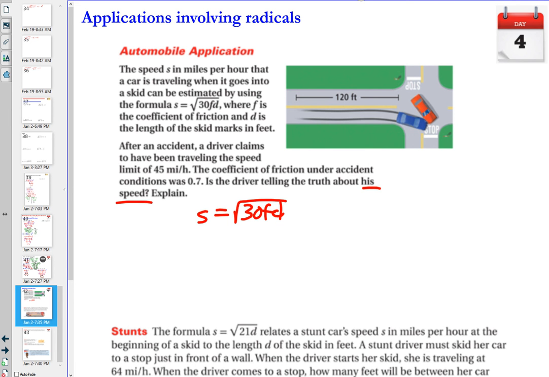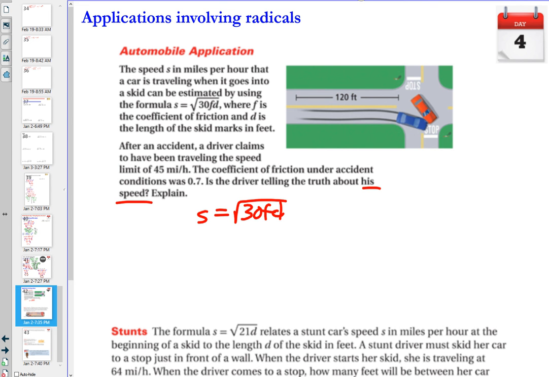So what's my variable going to be? We're looking for speed. What's my variable going to be? Yes, Julian. That's good. What's a skid? Yes, like those tire marks. Oh, okay. Yeah, S, we're going to be looking for S.